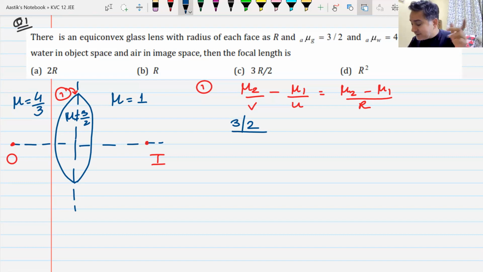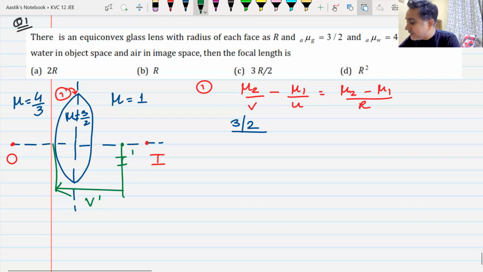Now this surface will create some image. Let me call this I dash. Do you understand the meaning of I dash? This is the image that this creates, and I call this V dash. So 3 by 2 divided by V dash. Do we understand this? It is creating the first image. Okay, what is the value of mu1? 4 by 3.